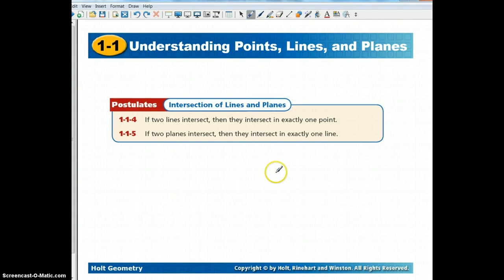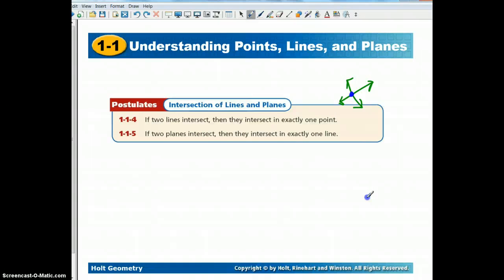Our other 2 theorems are if 2 lines intersect, then they intersect at exactly 1 point. To demonstrate that, all you need to do is sketch 2 lines and notice that where they intersect does in fact form a point. I already gave you the picture for the next postulate because that's a tough picture to draw. If 2 planes intersect, then they intersect in exactly 1 line. So you'll see there that you have a lighter plane and a darker plane that intersect.